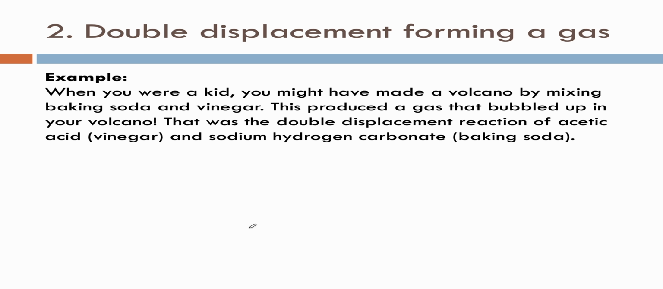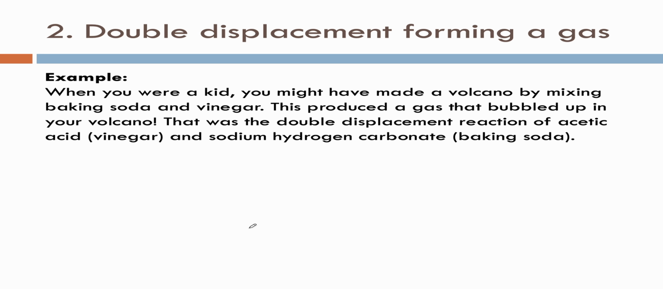So when you were a kid, you probably made volcanoes by mixing baking soda and vinegar. It's a super fun experiment. And what makes it fun is, of course, that it bubbles up really fast, right? And that's a gas being produced. The gas that's being produced is carbon dioxide gas in this reaction. So what are these things?